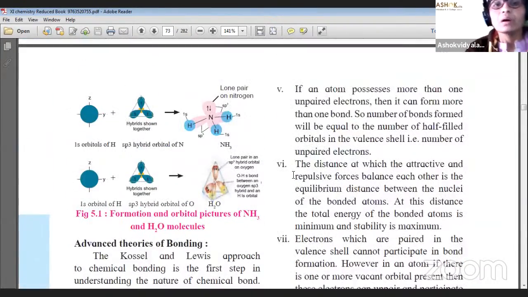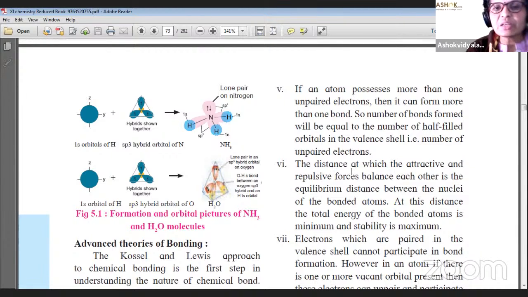See the next point of the valence bond theory. These postulates of valence bond theory are asked for your exam. If the atom possesses more than one unpaired electron, then it can form more than one bond. So the number of unpaired electrons decides the capacity of an atom to form bonds. The more unpaired electrons, the more bonds will be formed. The factor which decides the capacity of an atom to form bonds is nothing but the number of unpaired electrons.